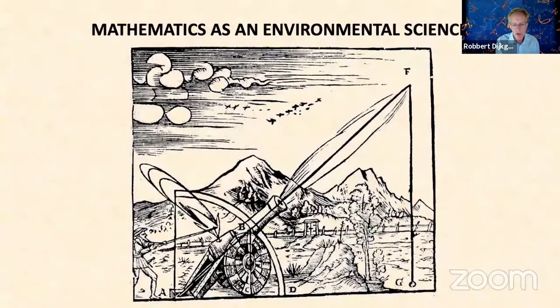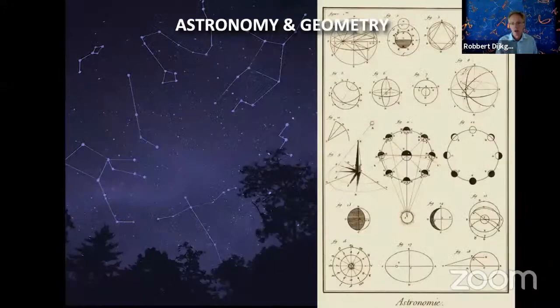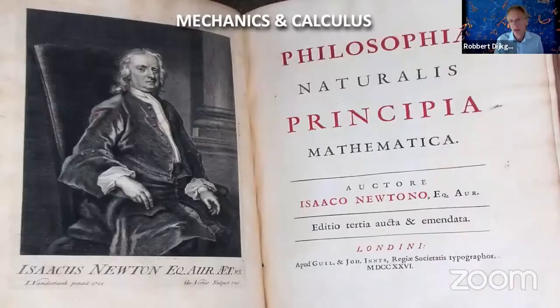Now, I just want to make the case today that mathematics might be more an environmental science than mathematicians think. Famously, geometry was born by studying astronomy and studying the way land was distributed. So even thousands of years ago, the language of geometry was born through the study of the night sky. Another famous example is, of course, Newton, Leibniz and others inventing the language of calculus, of analysis, in order to approach mechanical problems.